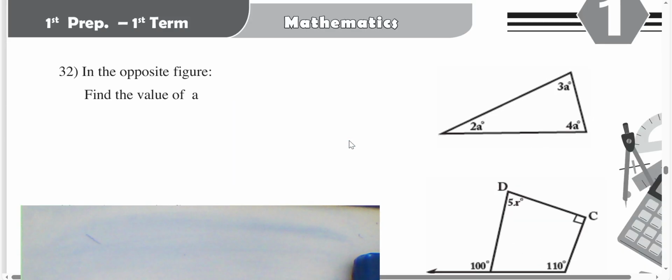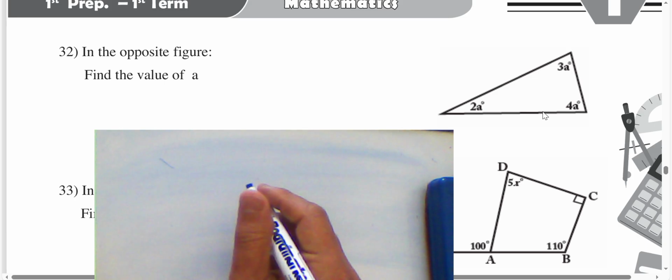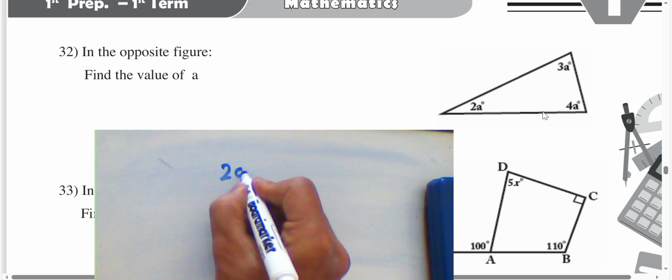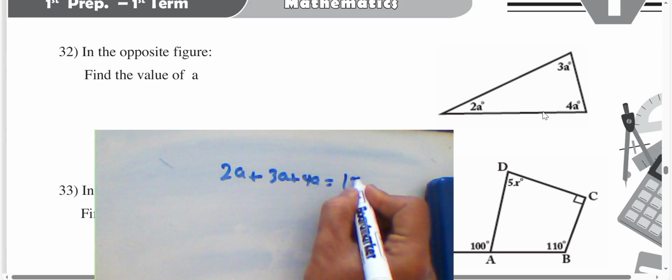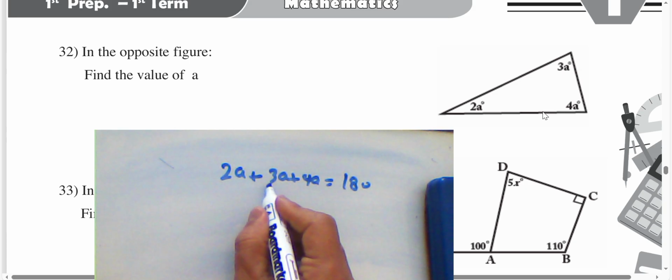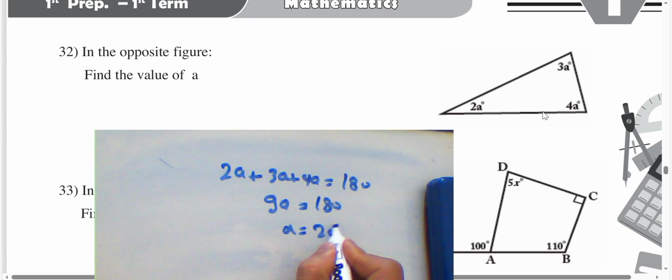Next question. Find the value of A here. We have three angles in a triangle. The sum of them equals 180. Then we write 2A plus 3A plus 4A, the sum of them equals 180. 2 plus 3 is 5, 5 plus 4 equals 9. 9A equals 180. Then the value of A here equals 20 degrees.